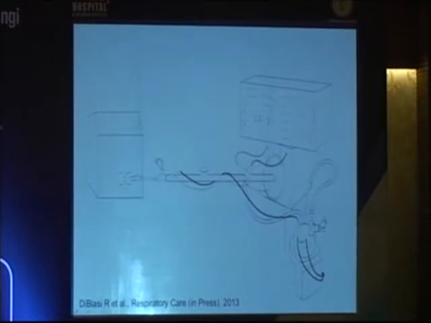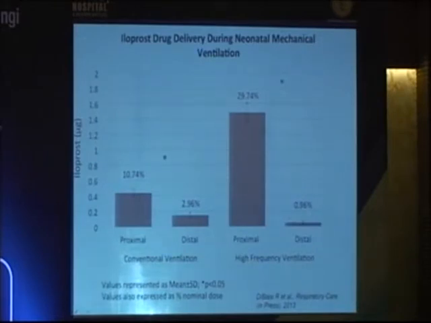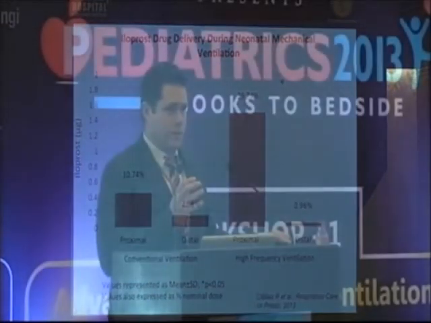Who's ready for some results? You ready for some data? Okay. So what we found overall, when you place that nebulizer as close as possible to the endotracheal tube, you get more drug. That's not a big surprise during conventional mechanical ventilation.